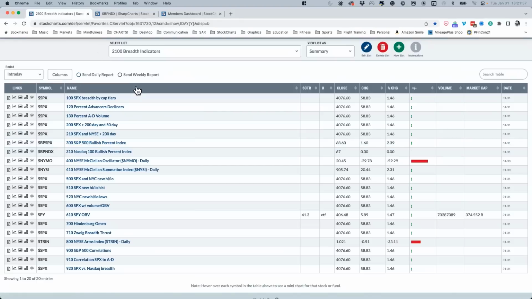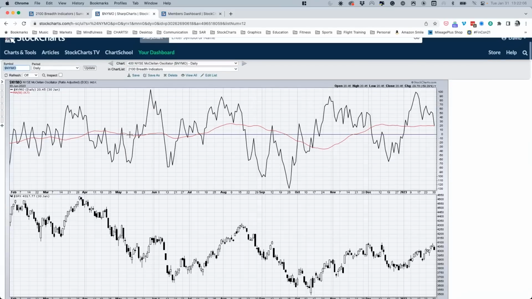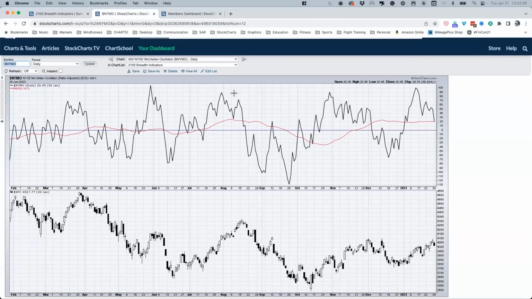Next, I want to talk briefly about the McClellan Oscillator. Sherman and Marian McClellan, Tom McClellan's parents, were the ones that designed this indicator. Sherman McClellan is a fascinating man who I've gotten to meet and talk to many, many times, with his involvement in the CMT Association and also here on the West Coast.